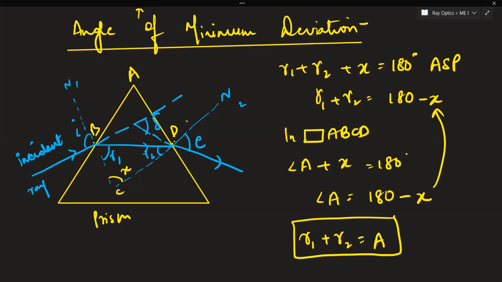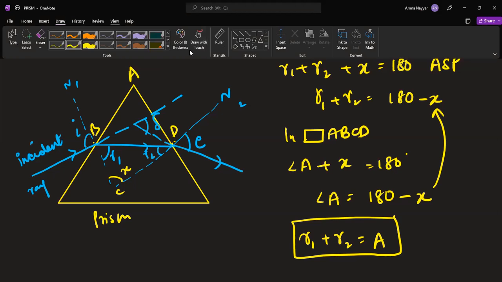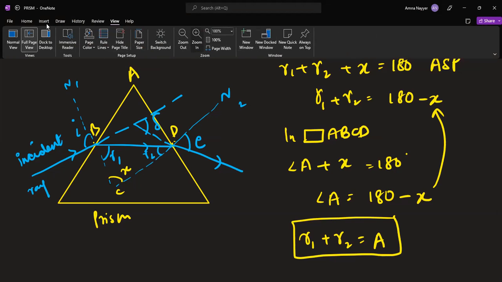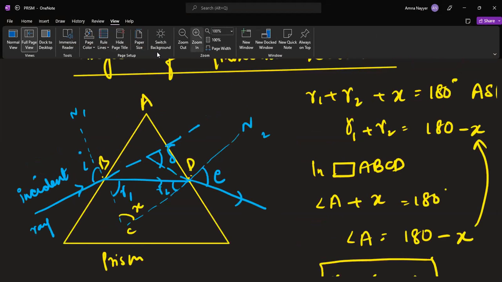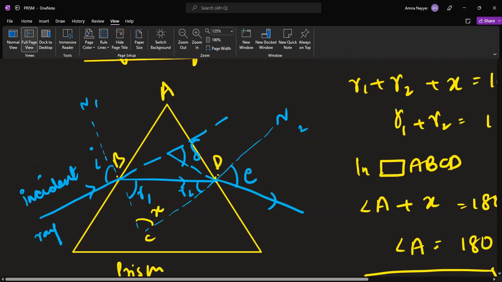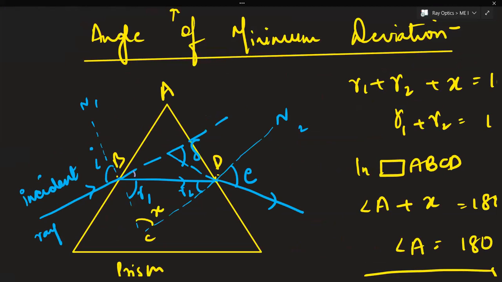Now, C class, let's name this angle. Now, let me zoom it so you can notice here. C class, this angle I'm calling angle 1 and this angle I'm calling angle 2. So can any one of you tell me what this total angle is equal to?